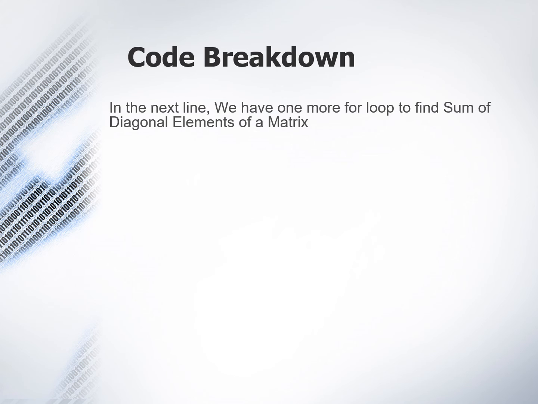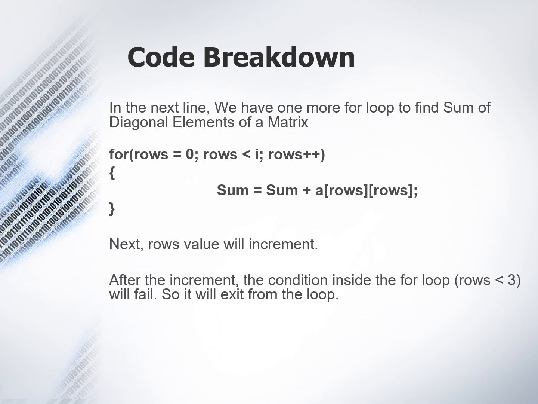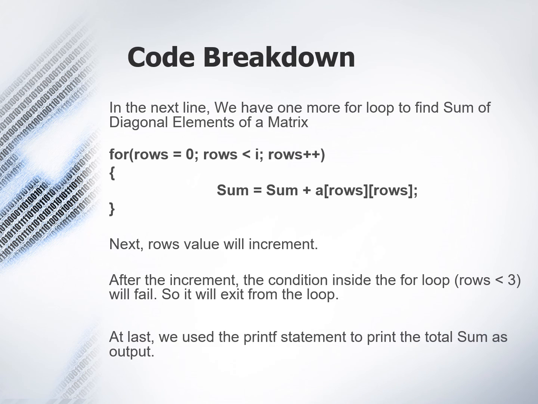Now in the next line, we have one more for loop to find the sum of the diagonal elements of a matrix. So this is the for loop for rows equals 0, rows less than i, rows plus plus, and sum equals sum plus a[rows][rows]. Next, the rows value will increment, and after the increment, the condition inside the for loop that rows less than 3 will fail. So it will exit from the loop.